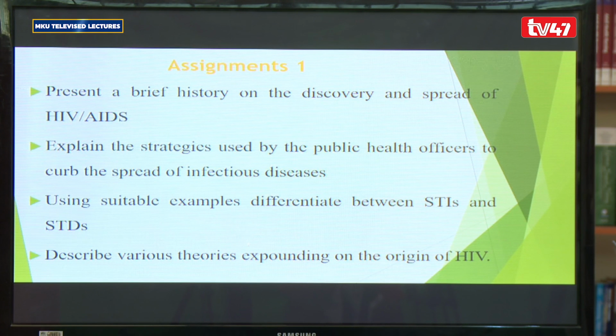This is assignment 1. The student is to present a brief history on the discovery and spread of AIDS, and explain briefly about HIV. The second one is to explain the strategies used by public health officers to curb the spread of infectious diseases. Using a suitable example, differentiate between STIs and STDs. And the last one is to describe various theories expounding on the origin of HIV.